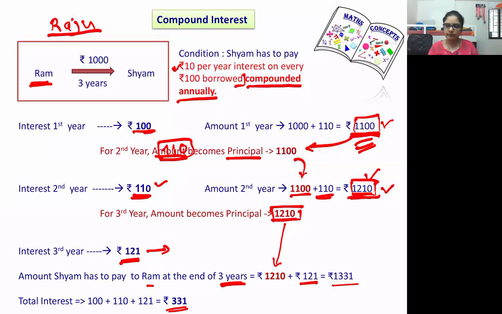Ma'am, can you explain how 110 came, meaning 1,000 plus 110? Okay, see Khadija, I had explained to you yesterday the example of a home loan. Do you remember that? Yes.